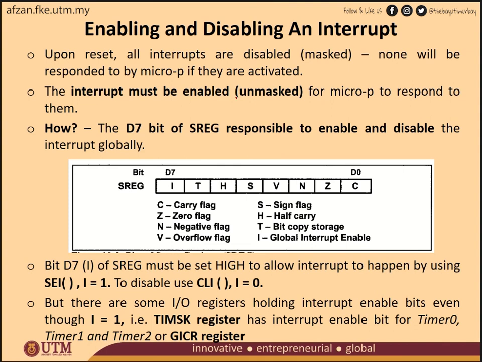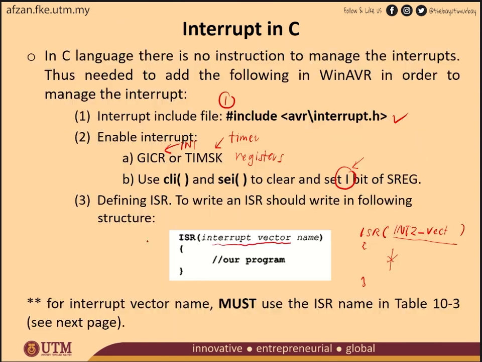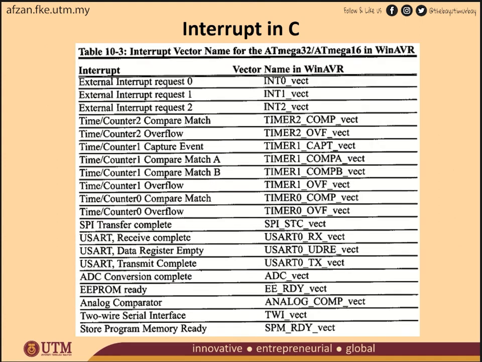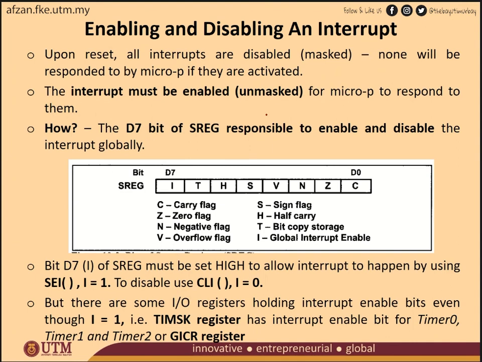Firstly, as I mentioned here, there are two ways to enable your interrupt. First, at your GICR or TIMSK, the interrupt register. The second one is at the status register. Now we're focusing on the status register. Bit 7 in your status register is responsible for enabling and disabling the interrupt globally.